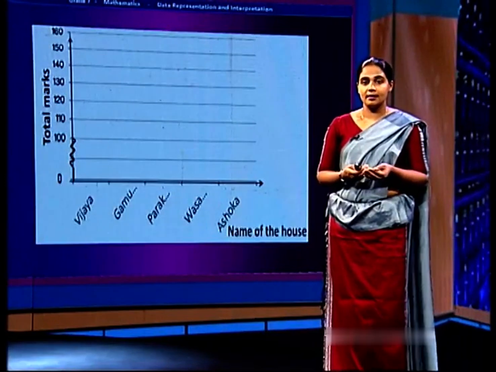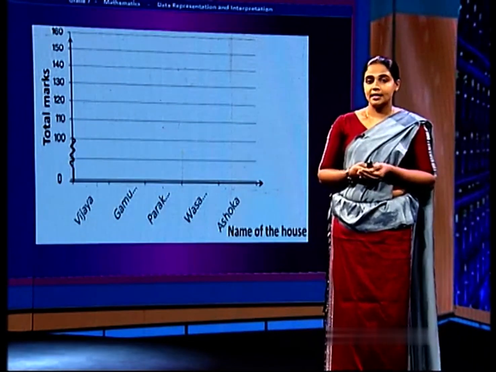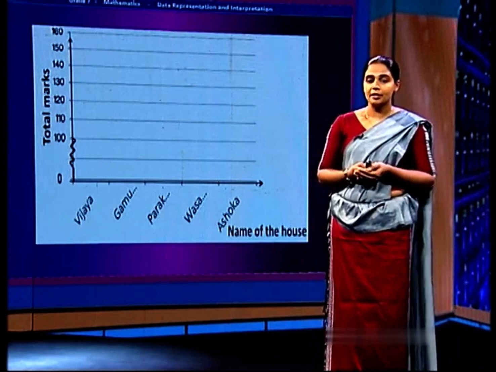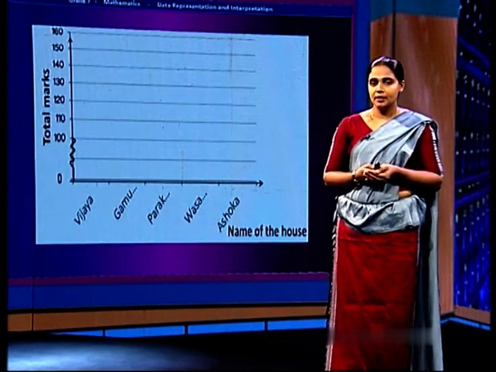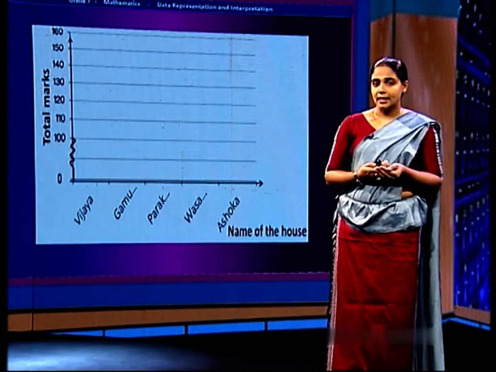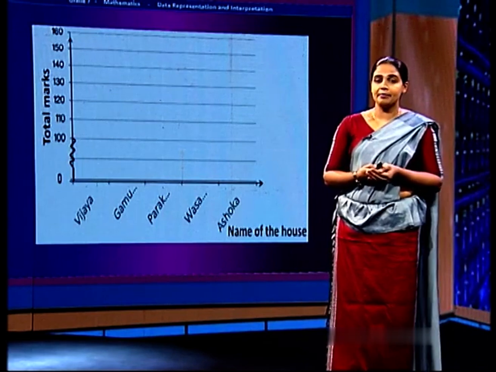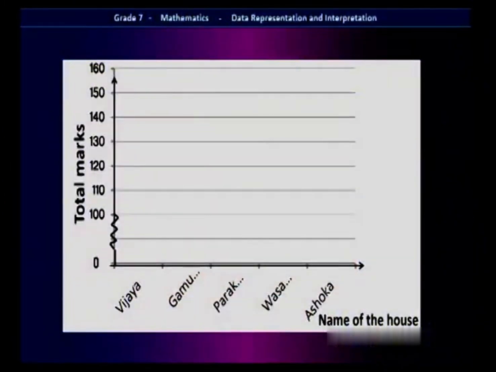Then after 100, you can mark the line 10 by 10 or 5 by 5. Because all the marks collected by each group, I observed, are multiples of 5 and multiples of 10. Then let's mark 100, 110, 120, 130, 140, 150 and 160 because the maximum value is 150. Now it is easy to draw the bars.